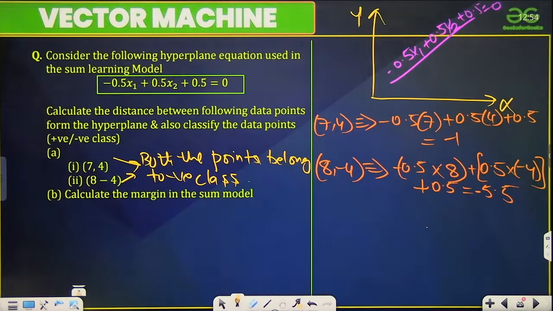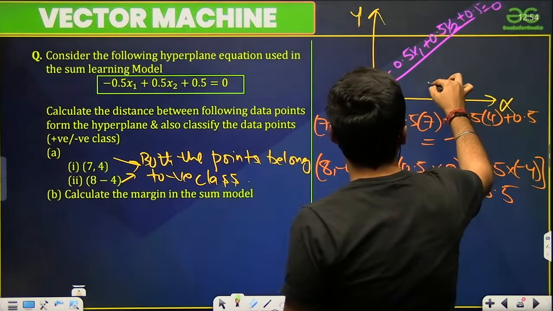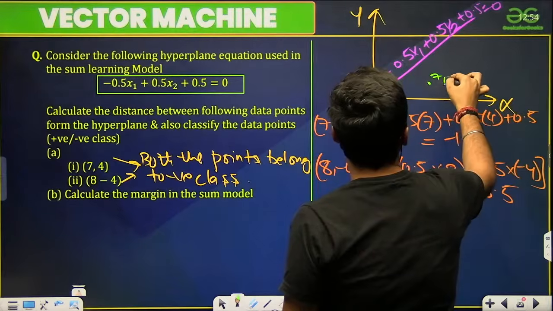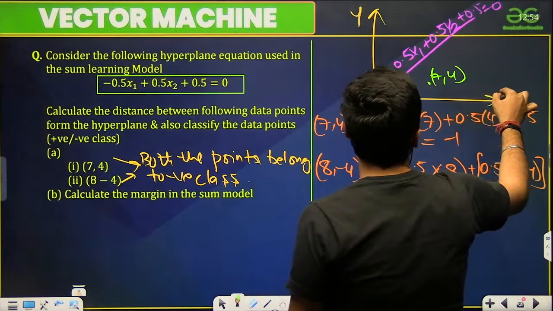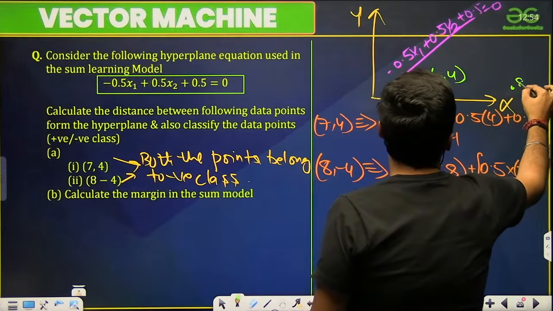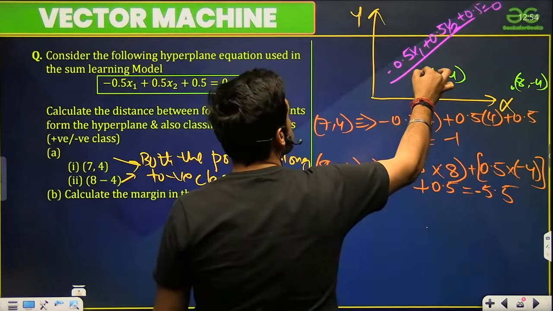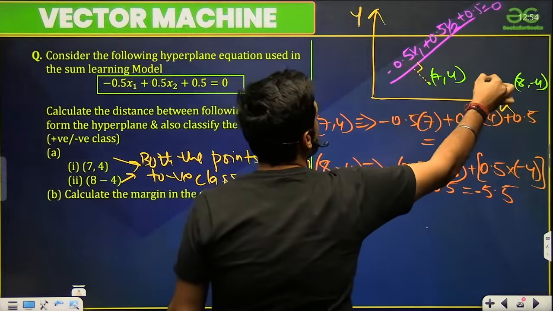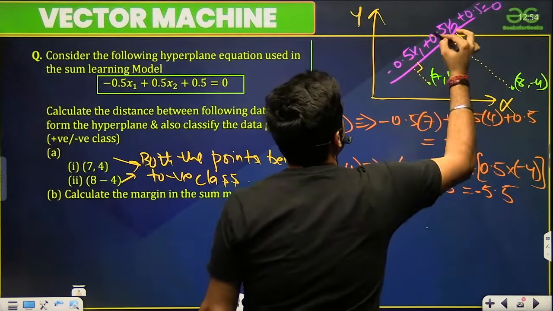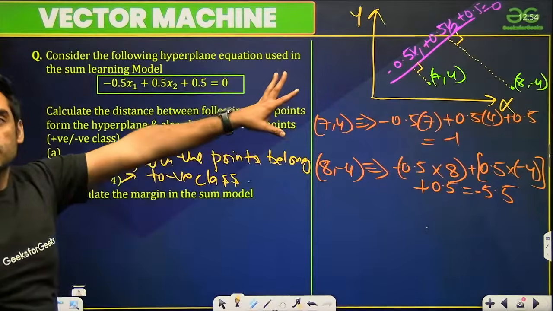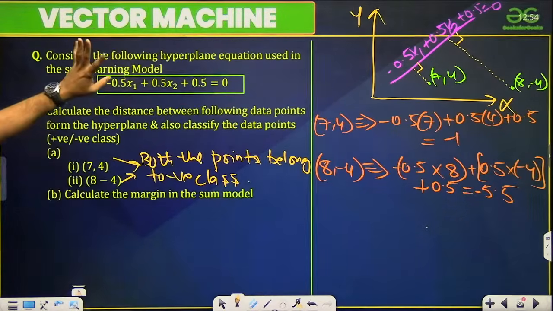Now for example we have this point 7 comma 4, and this point is 8 comma minus 4. So now what he is asking is this distance. Though you have studied it a number of times, but still, to calculate distance, I'll just tell you a very simple formula.